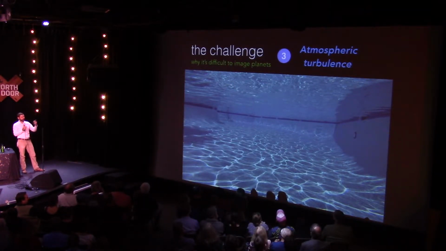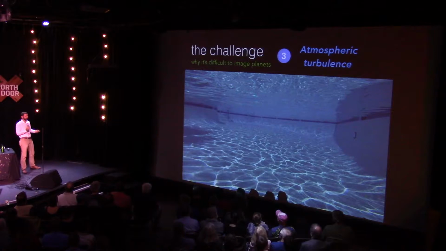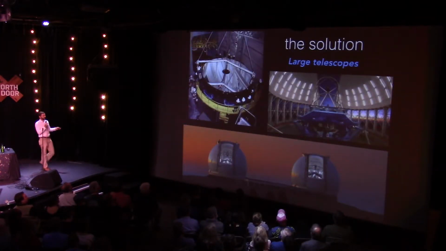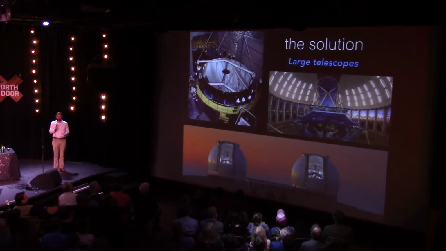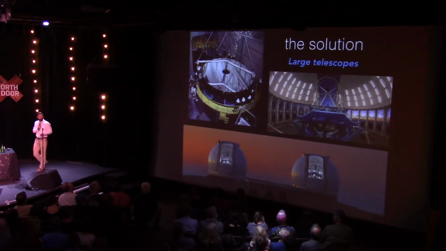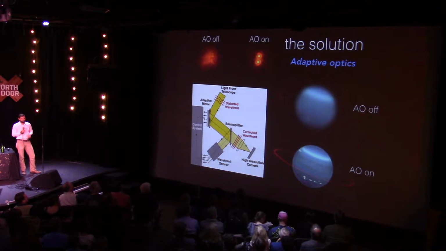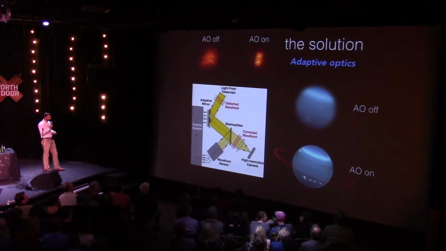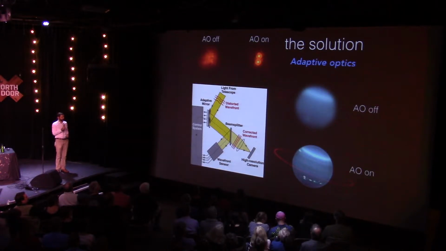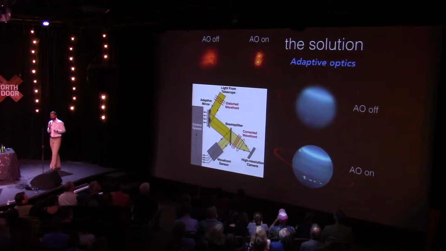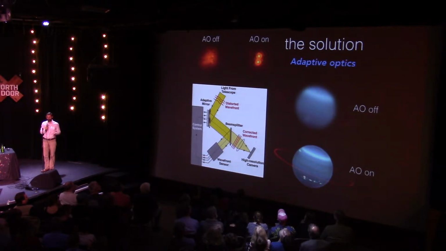So we can either launch telescopes into space, or we can somehow correct for that. The solution to this, at least for now, is using the largest telescopes on Earth, 8 to 10 meters in diameter. It's using something called adaptive optics, which was a technology developed by the military and declassified and now used in astronomy. So this is a way of, in real time, measuring and correcting for the turbulence in the atmosphere.